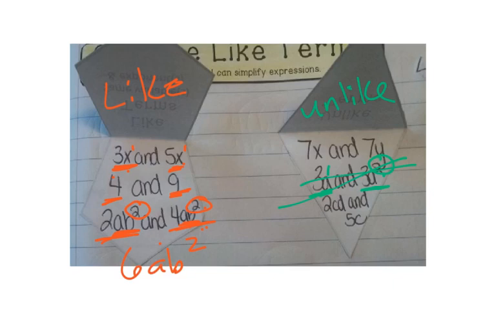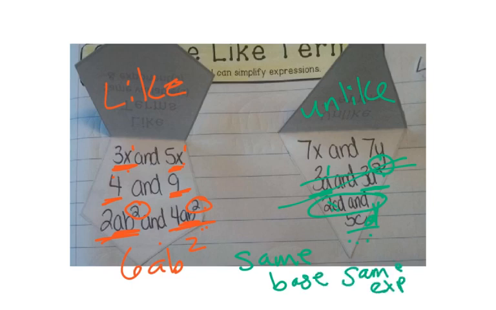Okay? If I look over here, I have 2cd and 5c. I can't combine those because I would need a d here. Okay, I don't have a d, so I cannot combine those. They are not like. So in order to combine, you must have the same base, same exponent. Okay, and that is for adding and subtracting like terms. Okay, so we're going to do a couple of examples of how to do this now.